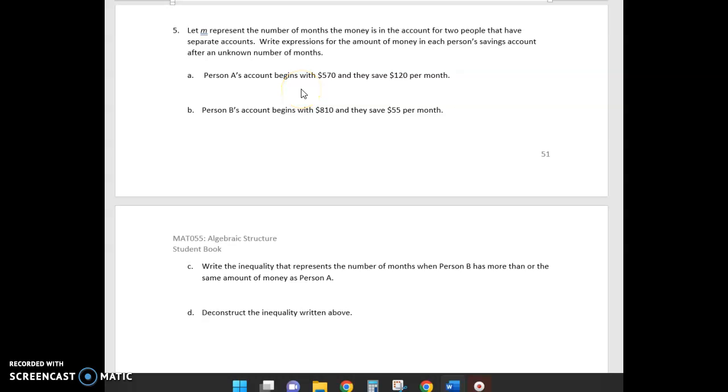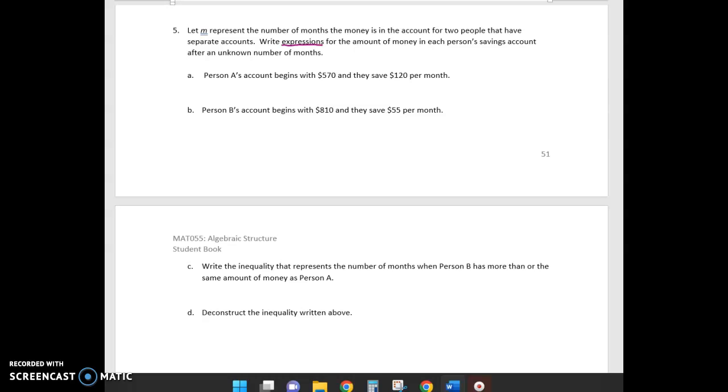So we want to finish up this section by looking at an in context problem. And so we say, let M represent the number of months the money is in account for two people that have separate accounts. So we want to write expressions. So again, these are expressions, not equations. So there's no equal sign or inequality signs. And for each savings account.